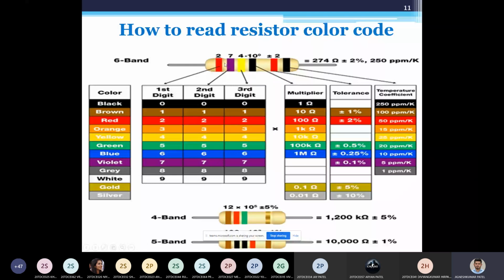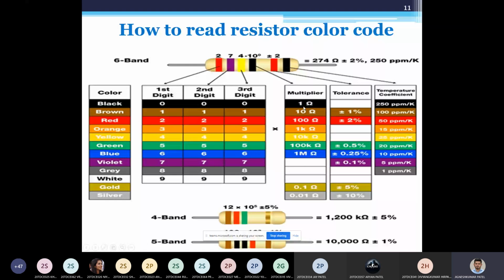Then my second digit depends on the second band. So I'll look at this. This is violet. I'll give 7 to that. Then next is yellow, so I'll give a 4. And then the fourth one is your multiplier, like 10 to the power you have to put depending on this color. Right now, it is a multiplier of 1. Multipliers can be 10, 100, 1k, 10k, 100k. So right now it is black, so it is multiply by 1.